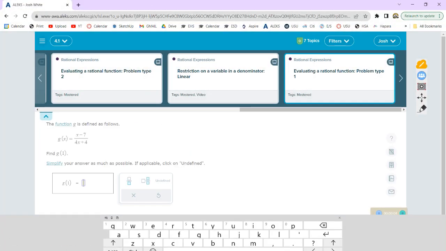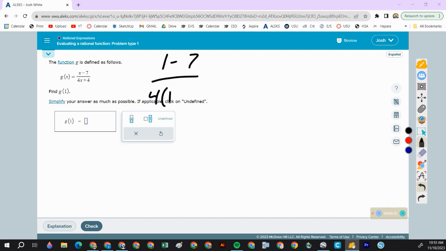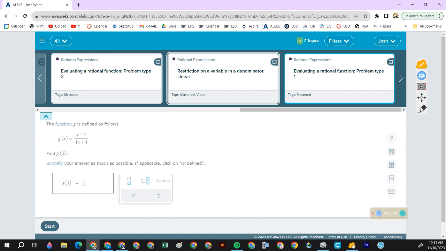Okay, 4.1. So this is a really tough problem. Plug in 1 and simplify. So 1 minus 7 over 4 times 1 plus 4. So negative 6 over 8, which is negative 3/4. Piece of cake. I hope you can figure that one out.